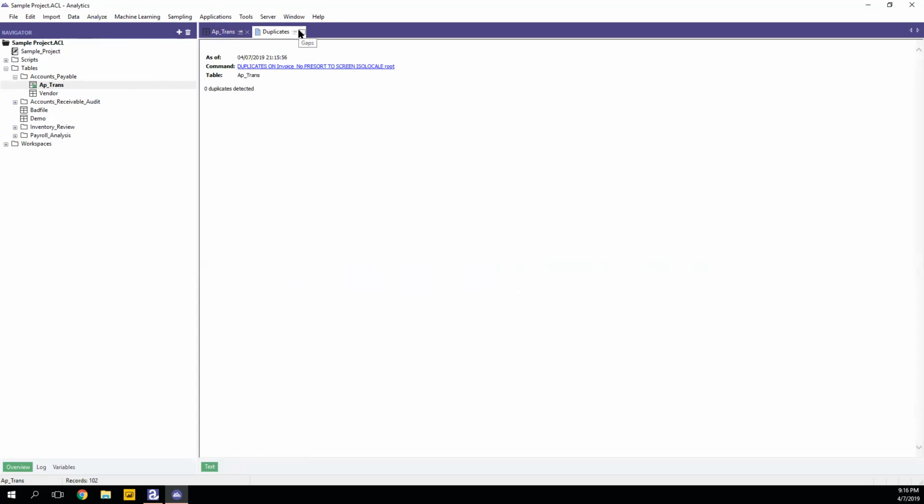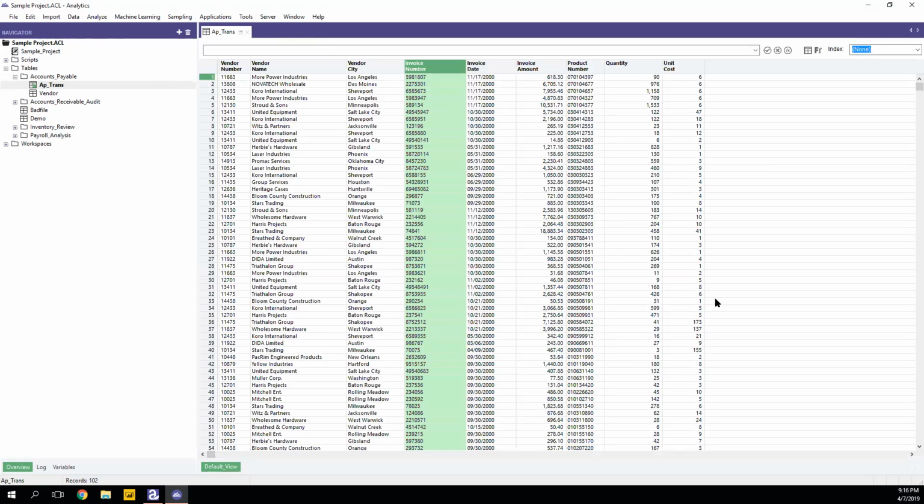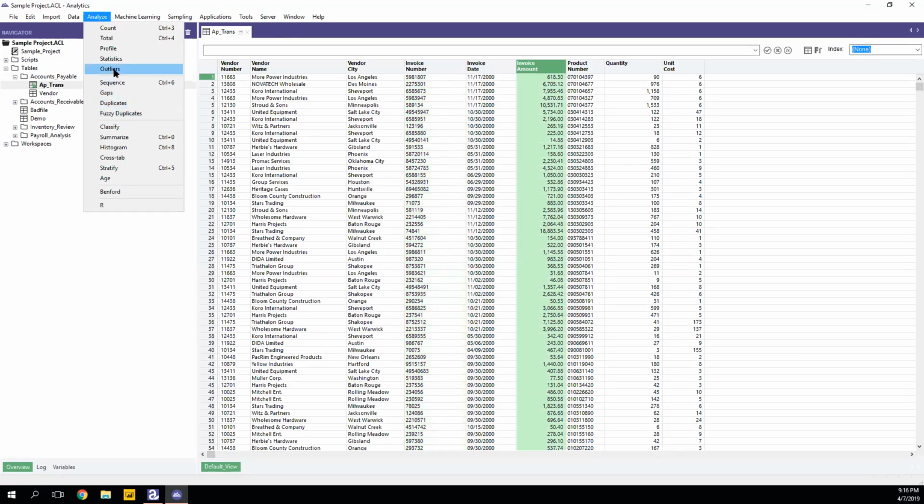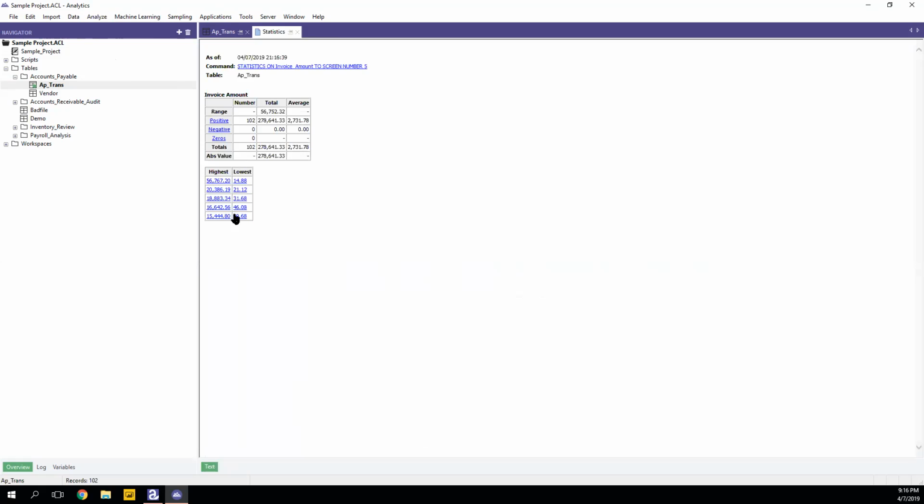But before I do that, I'll just do the statistics on AP Trans, on invoice amount. Analyze, and statistics is there. So this is giving me an idea of the range, the highest, the lowest, the next highest, the next lowest. That tells me that if I knock off the top invoice, I've got a big difference in my highest number. So I've probably got a skewed distribution, I would say. If I take a look up here, it also tells me absolute value and totals. There's no negative invoices in there. So that's okay.